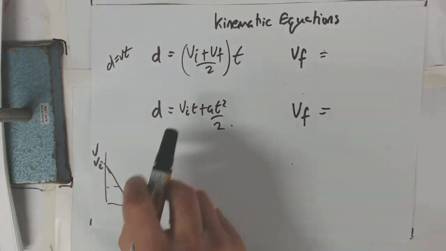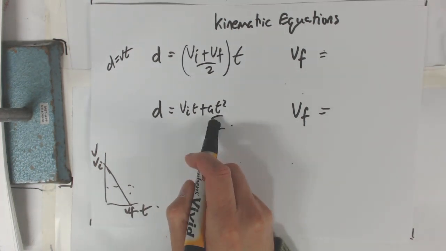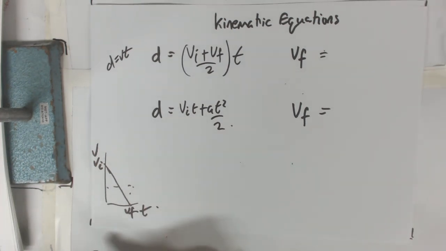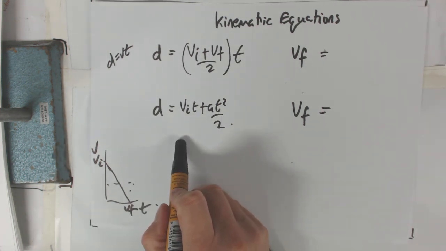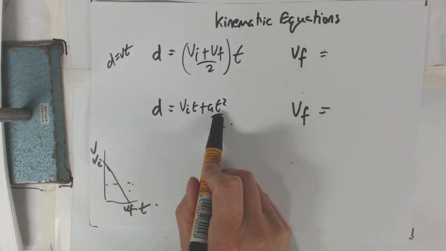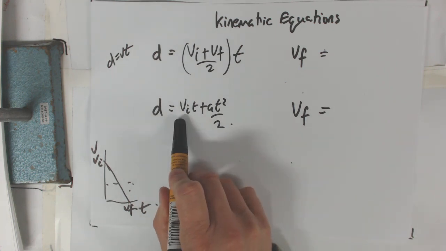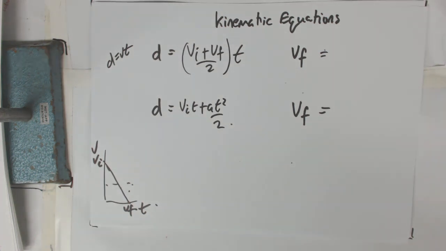So that's that one. We've got another distance one, which is VIT plus AT squared over 2. Again, that's assuming you've got an initial velocity, you've got an acceleration, and you can get the distance. But the thing to watch out for with this equation is that the A and the V could be opposite in sign. I'll give you an example of that.